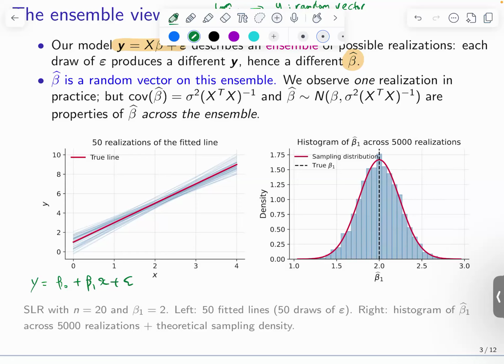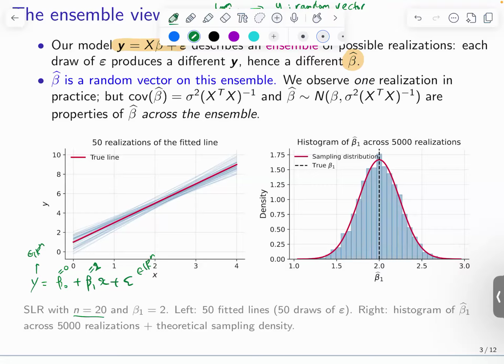Let's say I have this simple linear regression. So this is in R^n. I'm going to take n to be 20. Beta 1 is going to be 2. The intercept beta 0 is 0, beta 1 is 2. So that's our true model. Then x would be a sequence of scalar values that we draw, I think between 0 and 4, something like that.